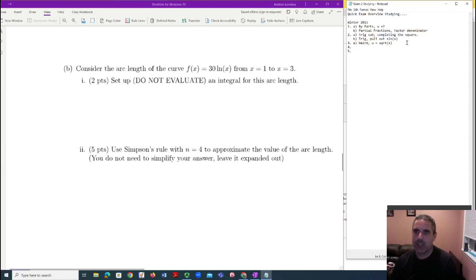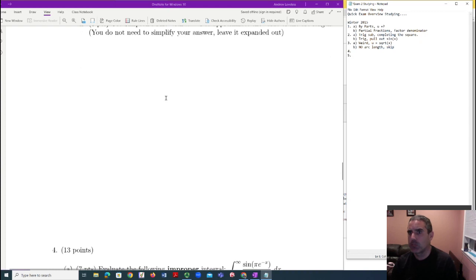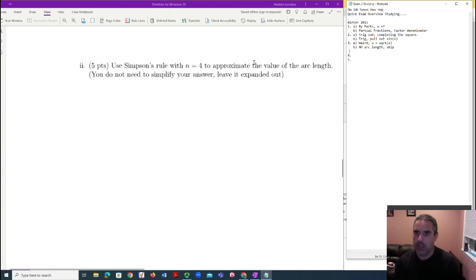Arc length. So you get to 2b, there's no arc length. So you can skip. Again, that's not one of the topics. Simpson's rule could be on the test. I just wouldn't ask it with arc length. So you'd say, do I know the Simpson's rule formula? So you can make a little note to yourself. Simpson's rule, do I have that on my note sheet?